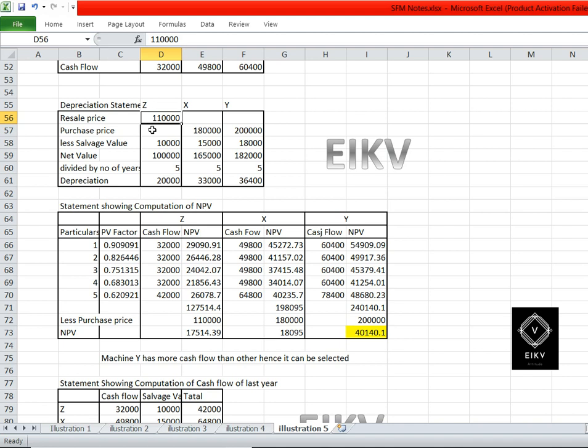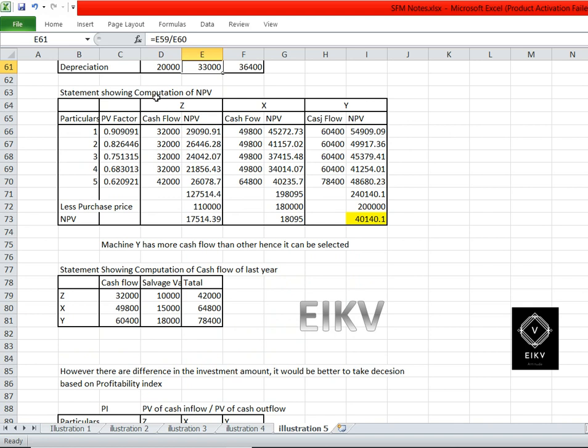The resale price is 1,10,000 for machine Z. For the other machines no resale price is given. We have the purchase price of 1,80,000 and 2 lakh respectively. From those amounts we need to deduct the salvage value, so we will get 1 lakh, 1,65,000 and 1,82,000. When we divide all the amounts by 5, we will get the depreciation per year as 20,000, 33,000 and 36,400 respectively.